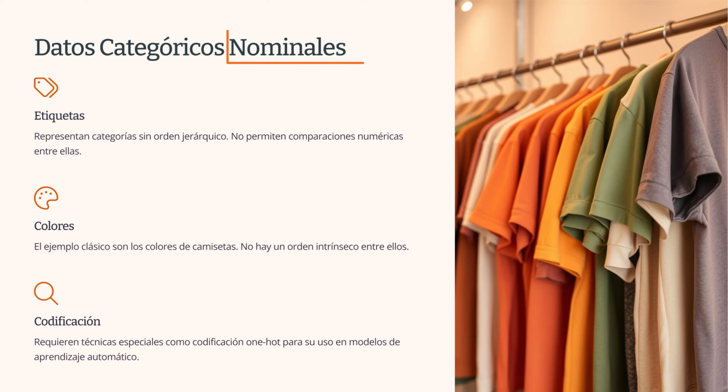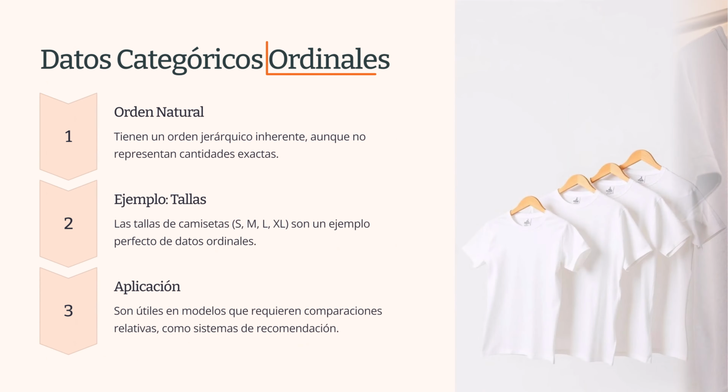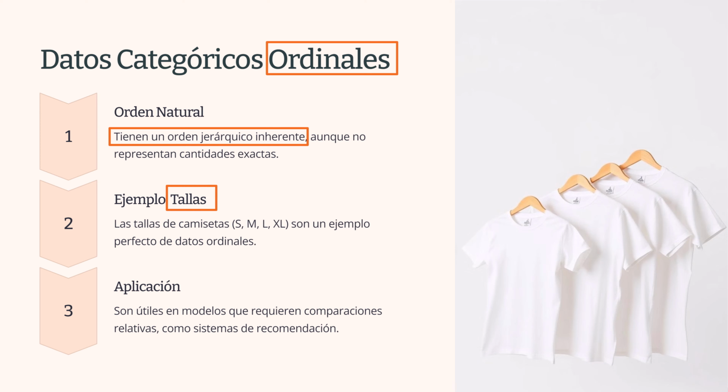Nominal data doesn't have its own hierarchical order. A good example would be t-shirt colors. Ordinal data does have a hierarchical order, although they don't represent exact quantities. The sizes of those same t-shirts would be a good example. XL is larger than L and L is larger than M.